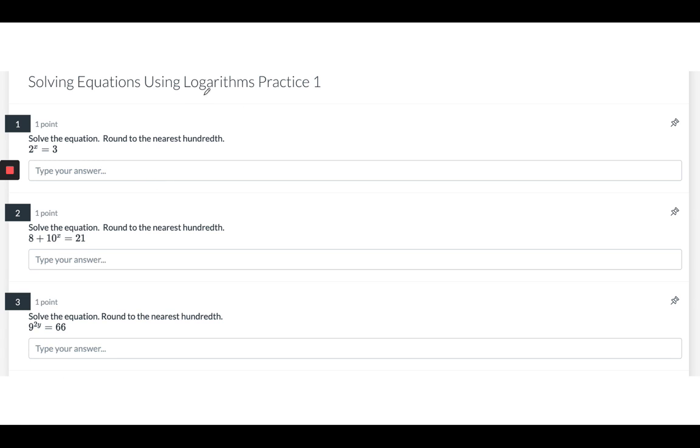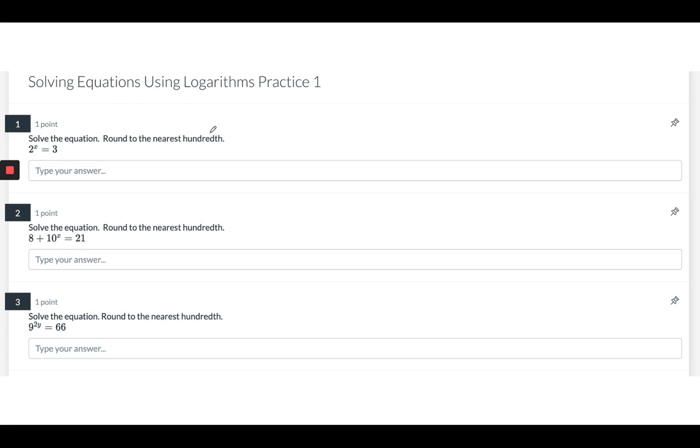All right, so the idea of this is we're solving using logarithms. So we've got two options. We can rewrite this in logarithmic form, or we can take the same base log of both sides. So just because you're going to do this here with today's assignment and have to do the log of both sides, that's what we're going to do for this one.